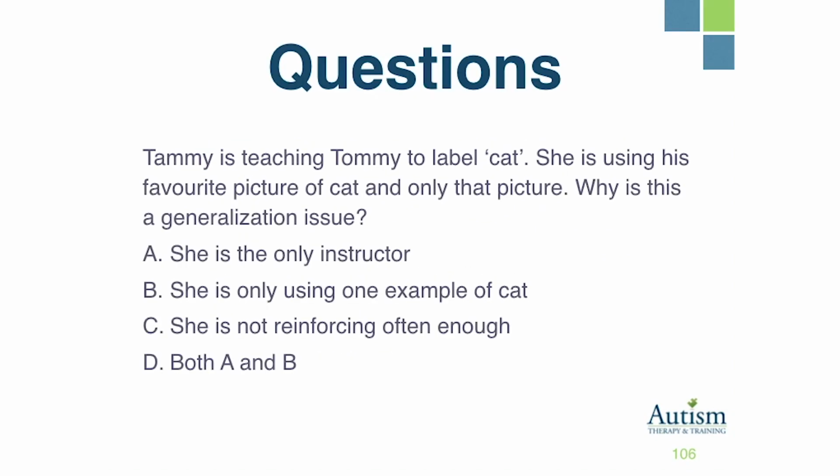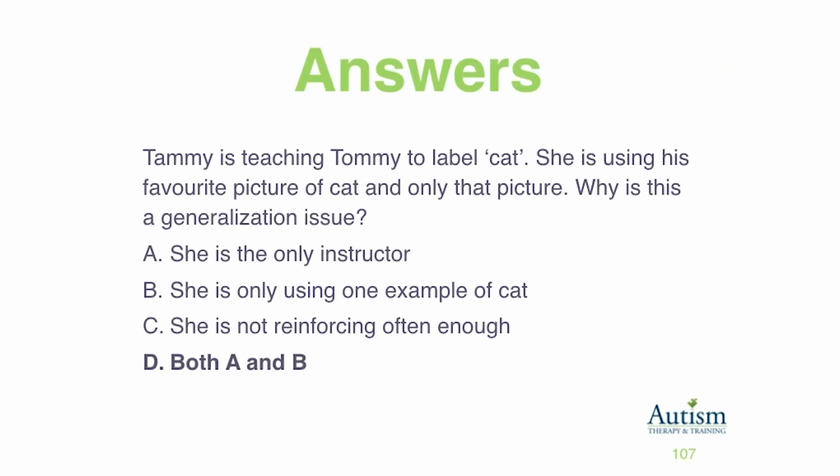Tammy is teaching Tommy to label cat. She's using his favorite picture of cat and only that picture. Why is this a generalization issue? A. She is the only instructor. B. She is only using one example of cat. C. She is not reinforcing often enough. Or D. Both A and B. And the correct response is D, both A and B.